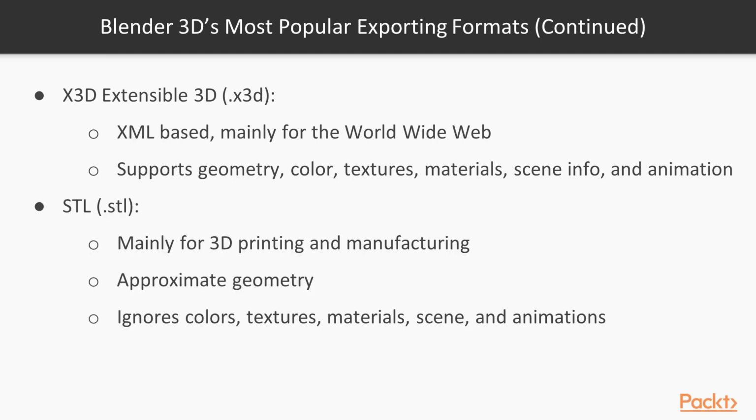And then lastly, very popular for 3D printing is the STL, your .stl. This is mainly for 3D printing and manufacturing. It does approximate geometry, which means it does it more precise than, say, your basic geometry like 3D Studio, but it ignores everything else. So it's just geometry, which is why they can use this for manufacturing and 3D printing, because you're not really worrying about color or a scene or animations. You're just worried about that geometry being as precise as it needs to be.